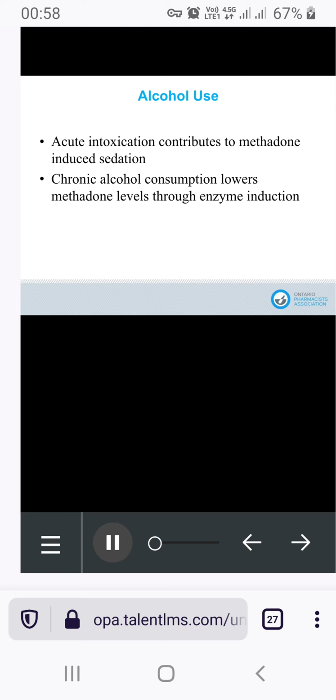Acute intoxication contributes to alcohol use. Acute intoxication contributes to methadone-induced sedation. Chronic alcohol consumption lowers methadone level through enzyme induction.